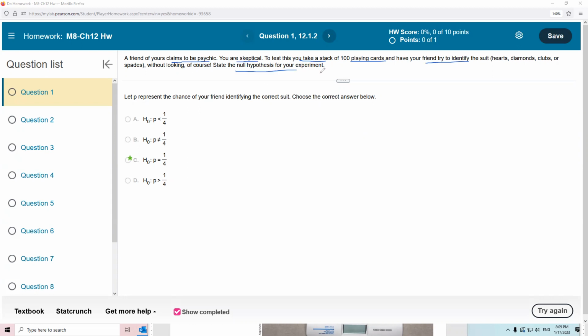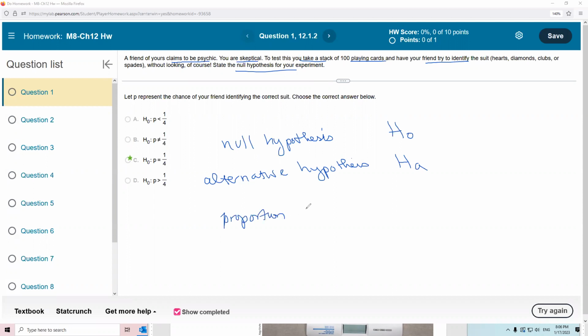Well, whenever you're setting up a hypothesis test, the first step is to start out writing out what's called the null hypothesis and the alternative hypothesis. Now, the null hypothesis is labeled as H naught. The alternative is labeled as H sub A. And then we have to indicate whether we're testing a proportion, for which we use the letter P, or a mean, for which we use the Greek symbol mu.